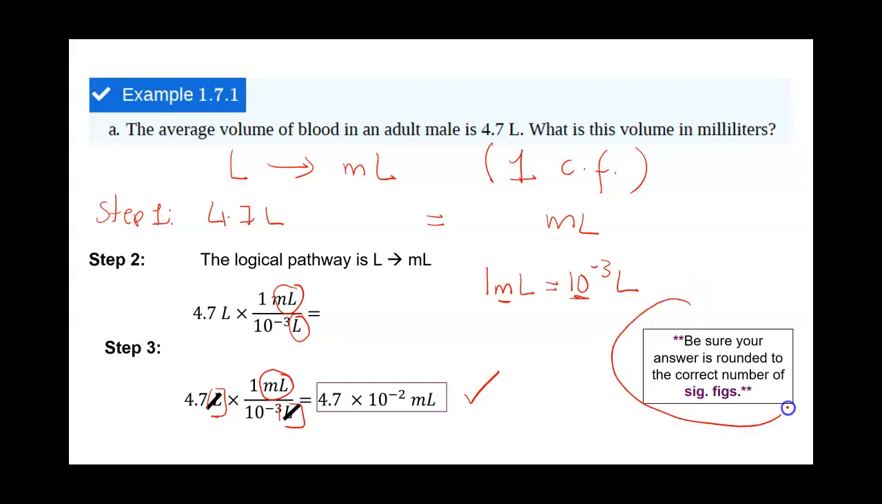Just a little note off to the side here. Be sure your answer is always rounded to the correct number of significant figures. In this case, my original measurement had 2 significant figures. So I want to make sure that my answer at the end also has 2 significant figures.